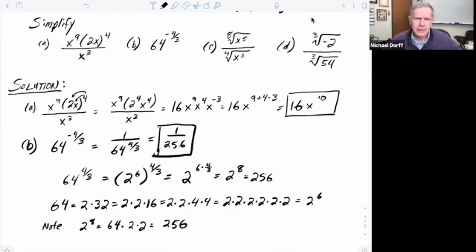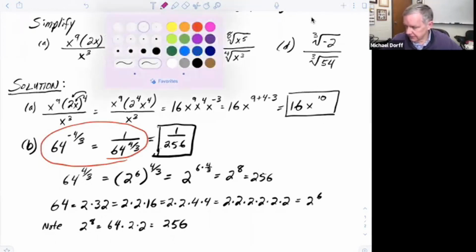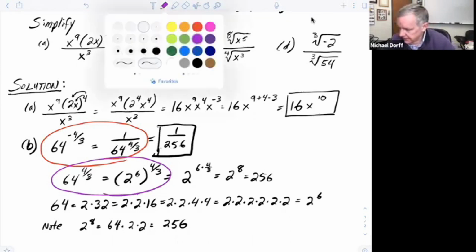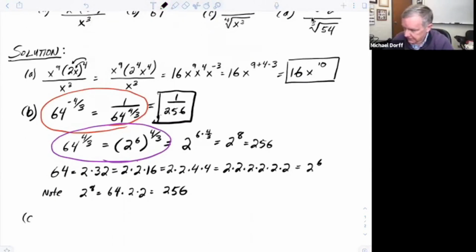Again, there are two things to remember here. One is that if you have a negative exponent, it's the same thing as 1 over that to the positive exponent, which is what we got in these steps. And the second thing to remember is that when you have a fractional exponent, you're going to rewrite it so that you can use the properties of the exponents and multiply them together. Let's go on to the third one here, letter C.